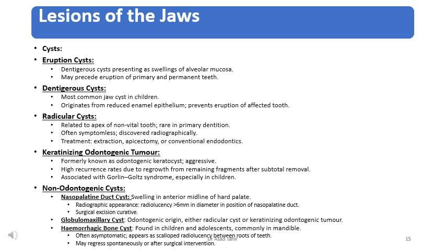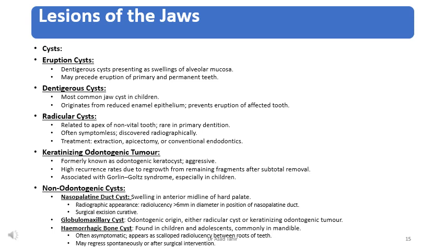Dentigerous cysts: the most common jaw cyst in children. Originates from reduced enamel epithelium, prevents eruption of the affected tooth. Radicular cysts: related to the apex of a non-vital tooth, rare in the primary dentition. Often symptomless, discovered radiographically. Treatment: extraction, apicectomy, or conventional endodontics.